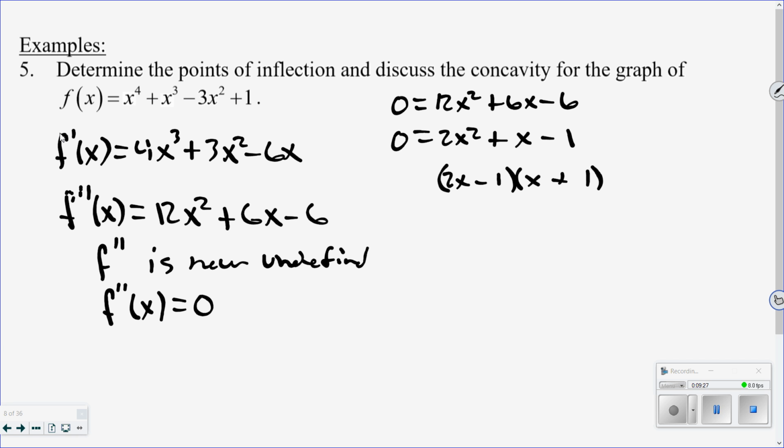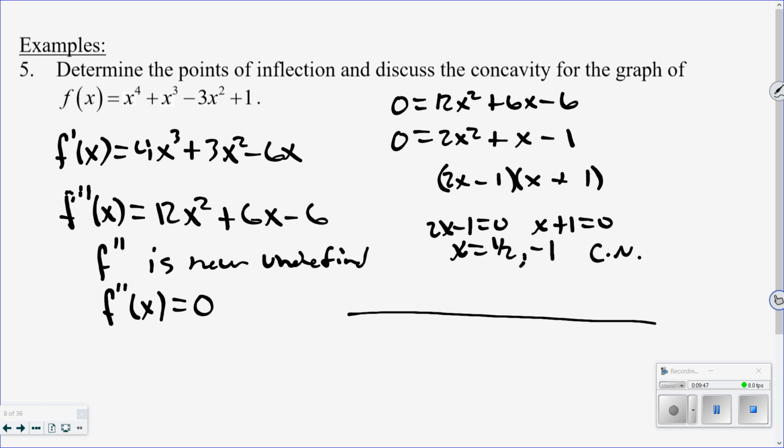Set each of those equal to 0. So 2x minus 1 equals 0, so x equals a half. x plus 1 equals 0. So those are my critical numbers, at a half and negative 1. Now we're going to put them on a number line.